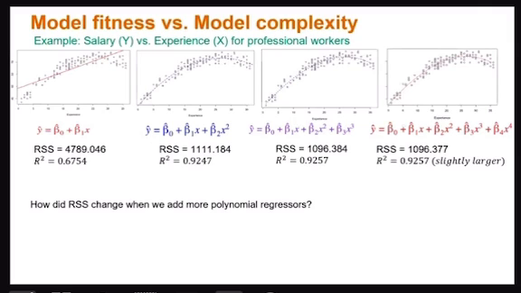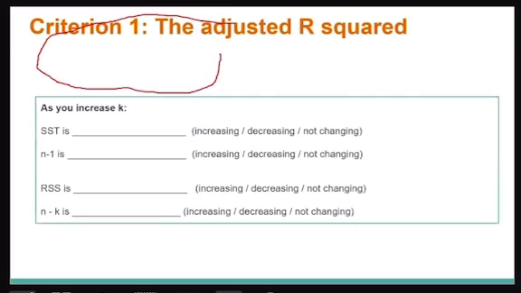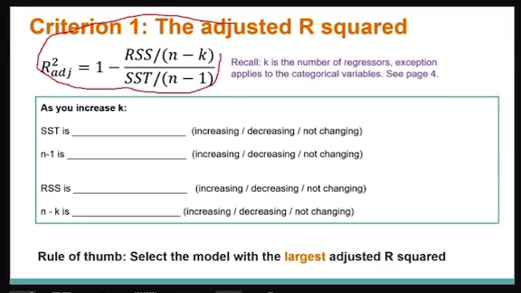Those are the kind of questions that may come up. Okay? These are the kind of questions that may come up. Then what about N minus K? Something like that. Pay attention to all of that. But you know what? We normally select the model with the largest adjusted R squared. We believe the model with the largest adjusted R squared is going to be the best.